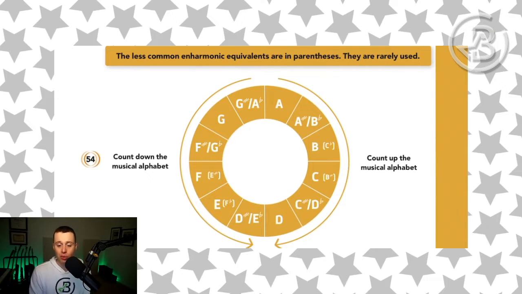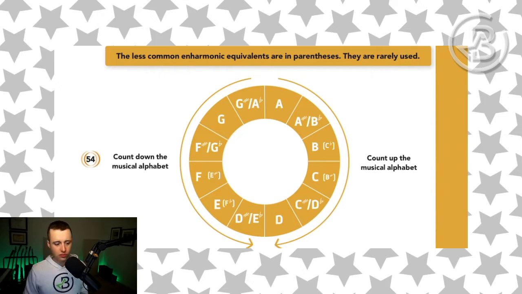Now, the first thing I want to point out is that there are less common enharmonic equivalents, and those are in parentheses. You can see that C flat, B sharp, F flat, and E sharp, those are not very commonly used enharmonic equivalents. It's very rare actually to see those used. So you can kind of forget about those for now and just think about B as being B and C as being C instead of B as possibly being C flat. You're very, very rarely going to see a C flat, very, very rarely going to see a B sharp, and likewise, very rarely going to see an E sharp or an F flat.